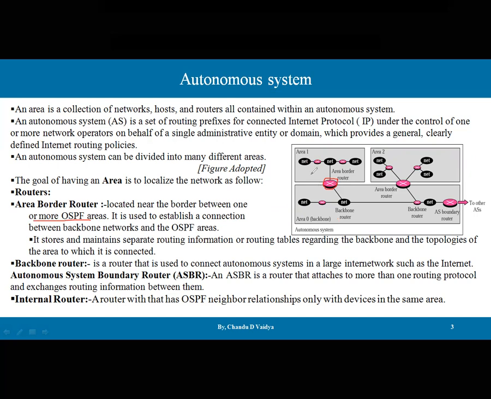So here it is located between area 1 and area 0. It is used to establish the connection between the backbone network and the OSPF areas. The backbone network is this area 0. It stores and maintains separate routing information and routing tables regarding the backbone and the topologies of the areas.